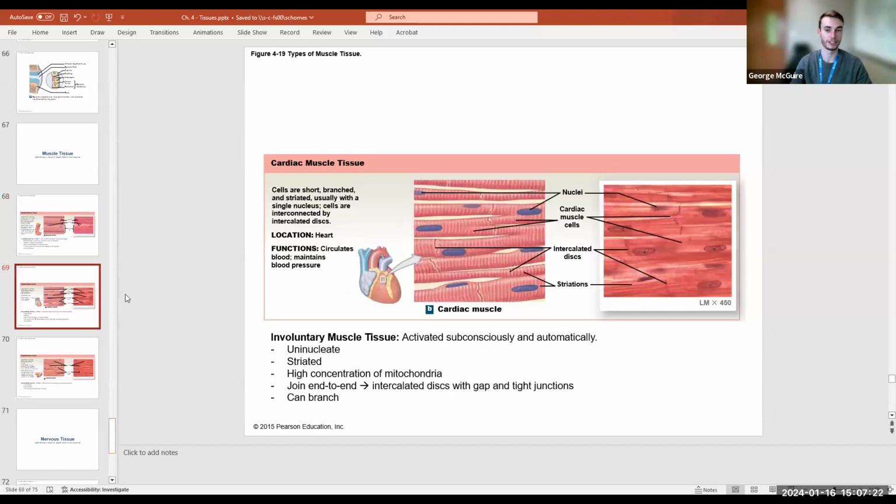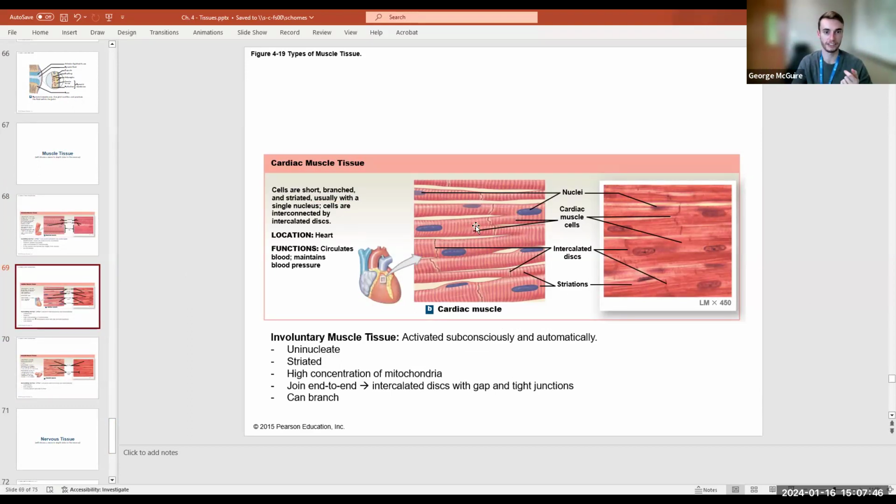They are the only example here with multiple nuclei. Our cardiac muscle and our smooth muscle are both uninucleate, meaning they only have one nucleus per cell. Cardiac muscle tissue is only found in the heart. It is subconscious. It is automatic. You cannot control how your heart is beating through your neural signals. And it is unique with a few things.